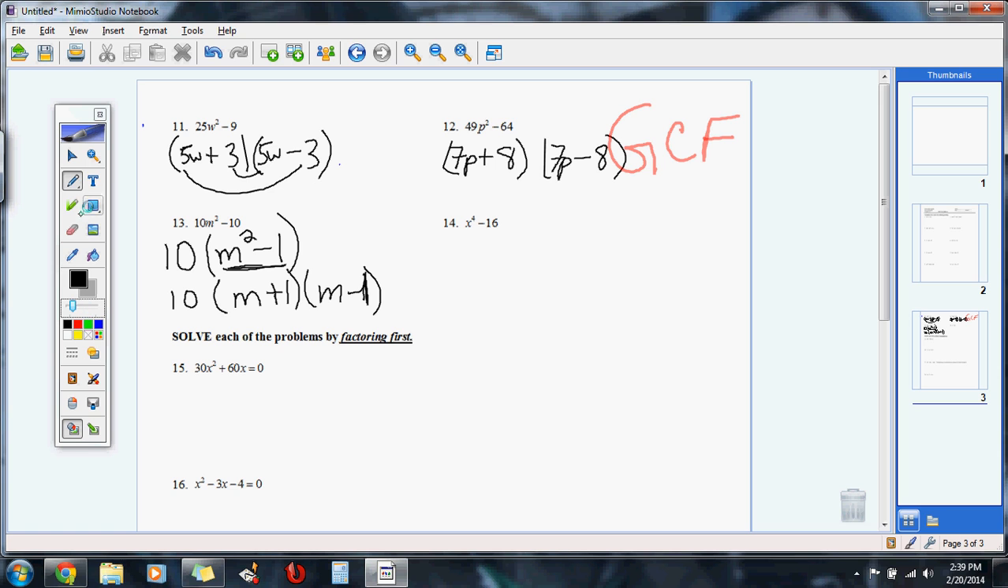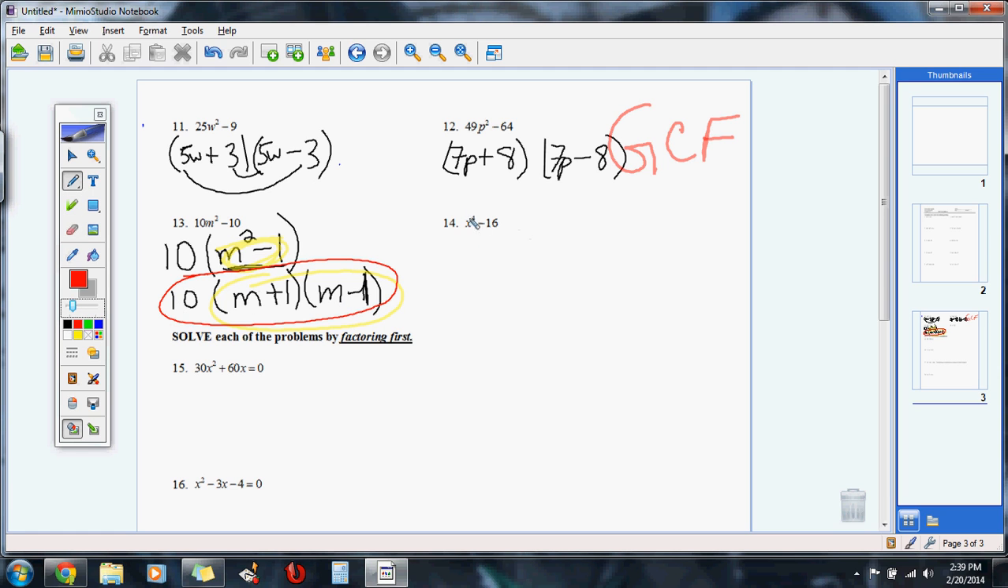So realize that this is, with my highlighter here, you're just taking this right here, and you're splitting it up into m plus 1, m minus 1. You took the 10 out, you leave the 10 along for the ride, but the final answer to this problem is the entire factored version: 10 times m plus 1, m minus 1.